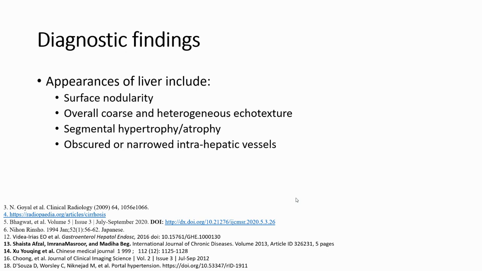So what is the appearance of the liver which we should look for in case of cirrhosis? First we look for nodularity. Second, look for coarse and heterogeneous echogenicity. We look for segmental hypertrophy or atrophy. We look for the intrahepatic artery pattern. It usually is obscure or narrow in case of hepatic cirrhosis.